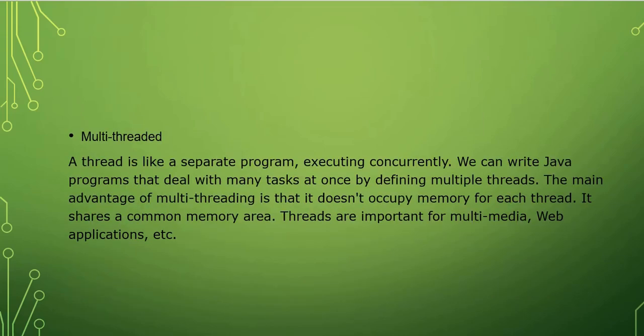And multi-threaded. This is a very important one. Okay. So thread is like a separate program executing concurrently, simultaneously. Okay. Doing multiple tasks at the same time. Simply we say doing multiple tasks at the same time. Okay, the main advantage of multi-threading is that it does not occupy memory for each thread. It shares a common memory area. So, threads are important for multimedia, web applications, etc.